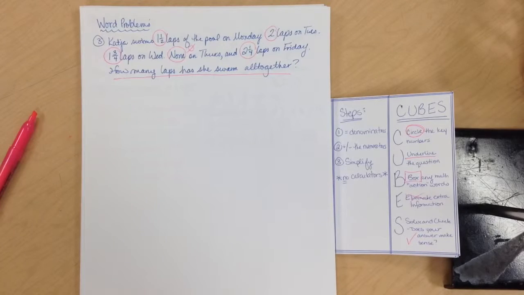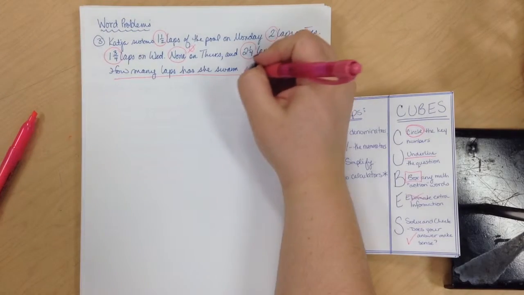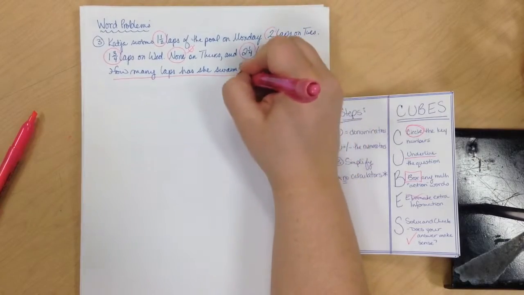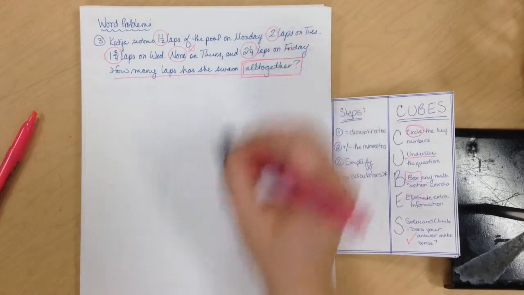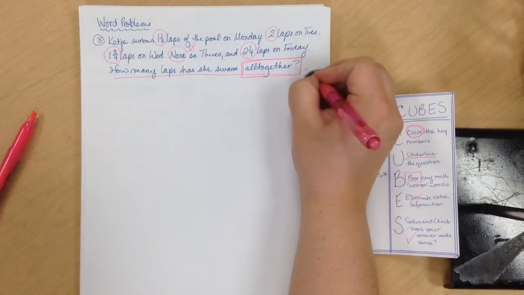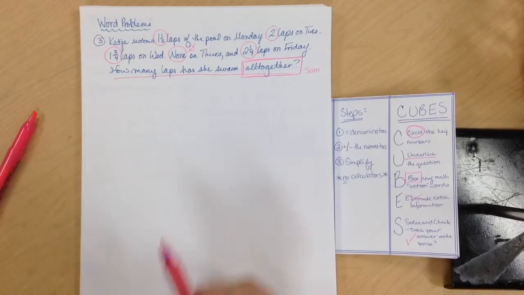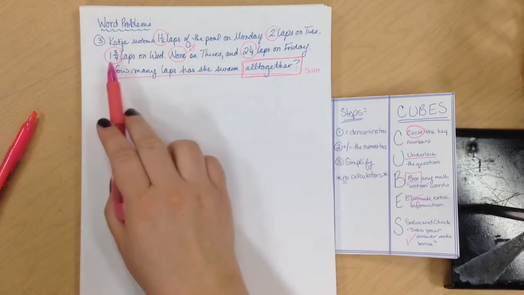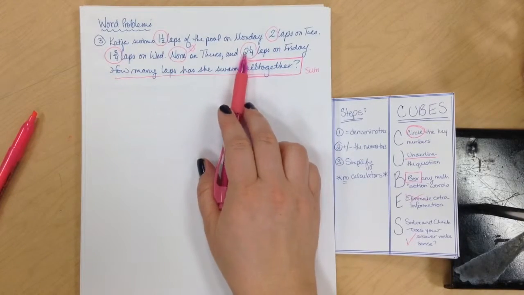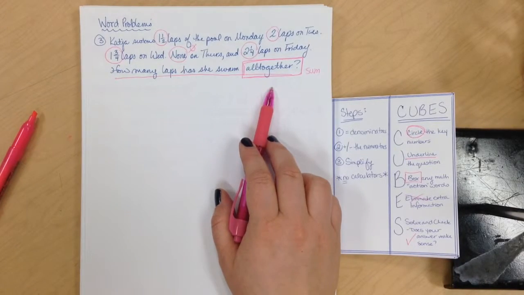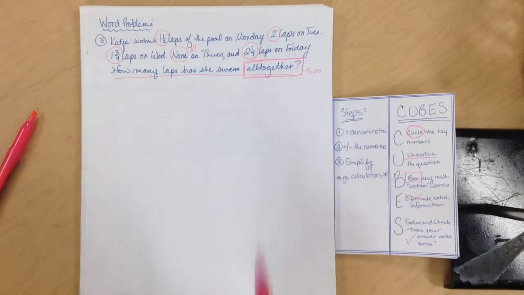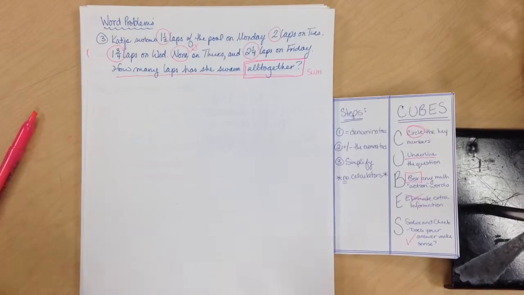So I'm not told specifically that I'm adding, subtracting, multiplying, or dividing, but I do have "all together" at the very end here, which refers to a sum. A sum means I'm going to be adding. So I know I have to add up the number of laps she swam each day to end up with my end result. So let's start with our let statements.